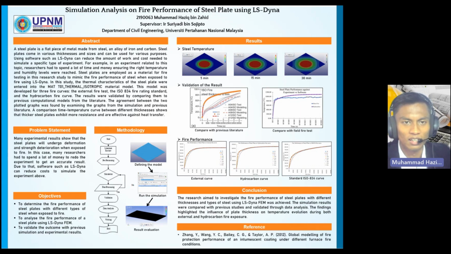In this software, I'll use the thermal isotropic material model, which can develop three types of fire curves: external fire curve, ISO 834, and hydrocarbon fire curve. The outcome will be validated through simulation and previous literature. In this study, we can see that a comparison of time-temperature curves between different thicknesses shows that thicker steel plates are a bit more resistant and effective against heat transfer.